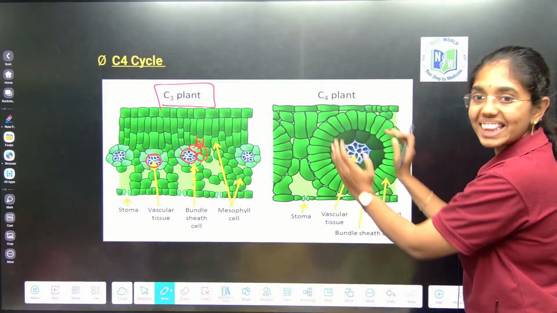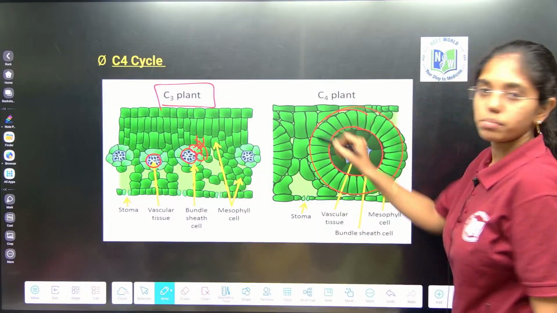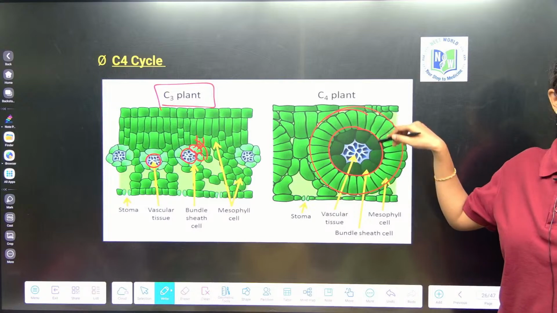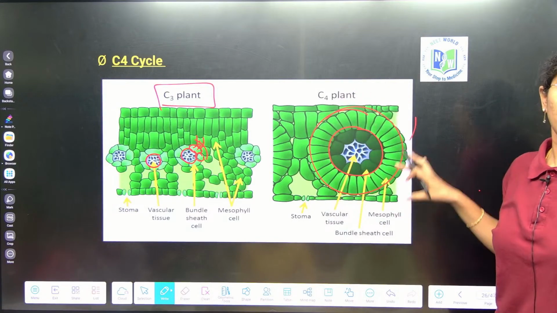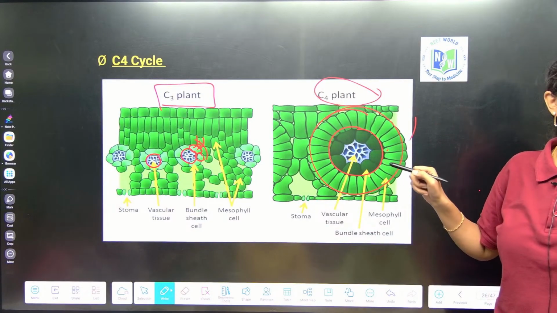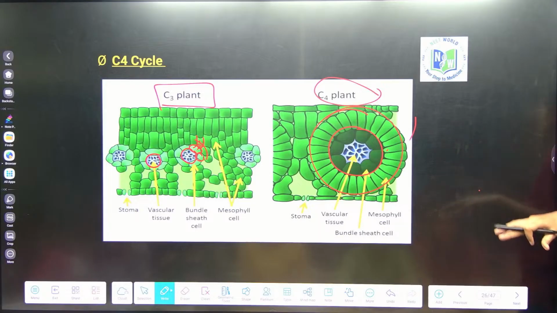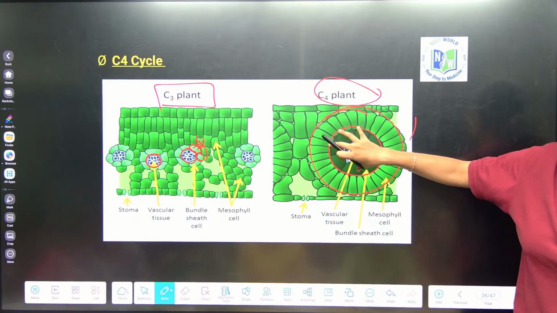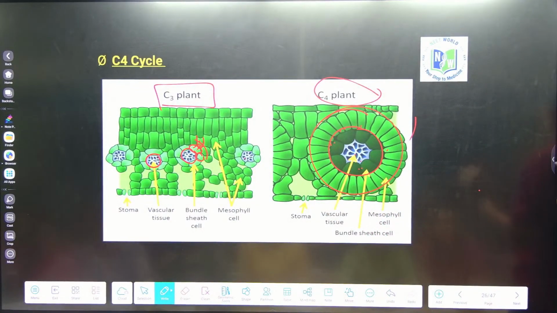They form a wreath like this. Sometimes they are more than 2 layered. Surrounding the vascular bundles, the bundle sheath cells are 2 to 3 layered. Fine, right? In C4 plants, this is known as what? Kranz anatomy. Bundle sheath cells form like a wreath, like a garland, around the vascular bundles. Vascular bundles are of what type? Can anybody tell me? Conjoint and closed type of vascular bundles you will observe in the leaf.